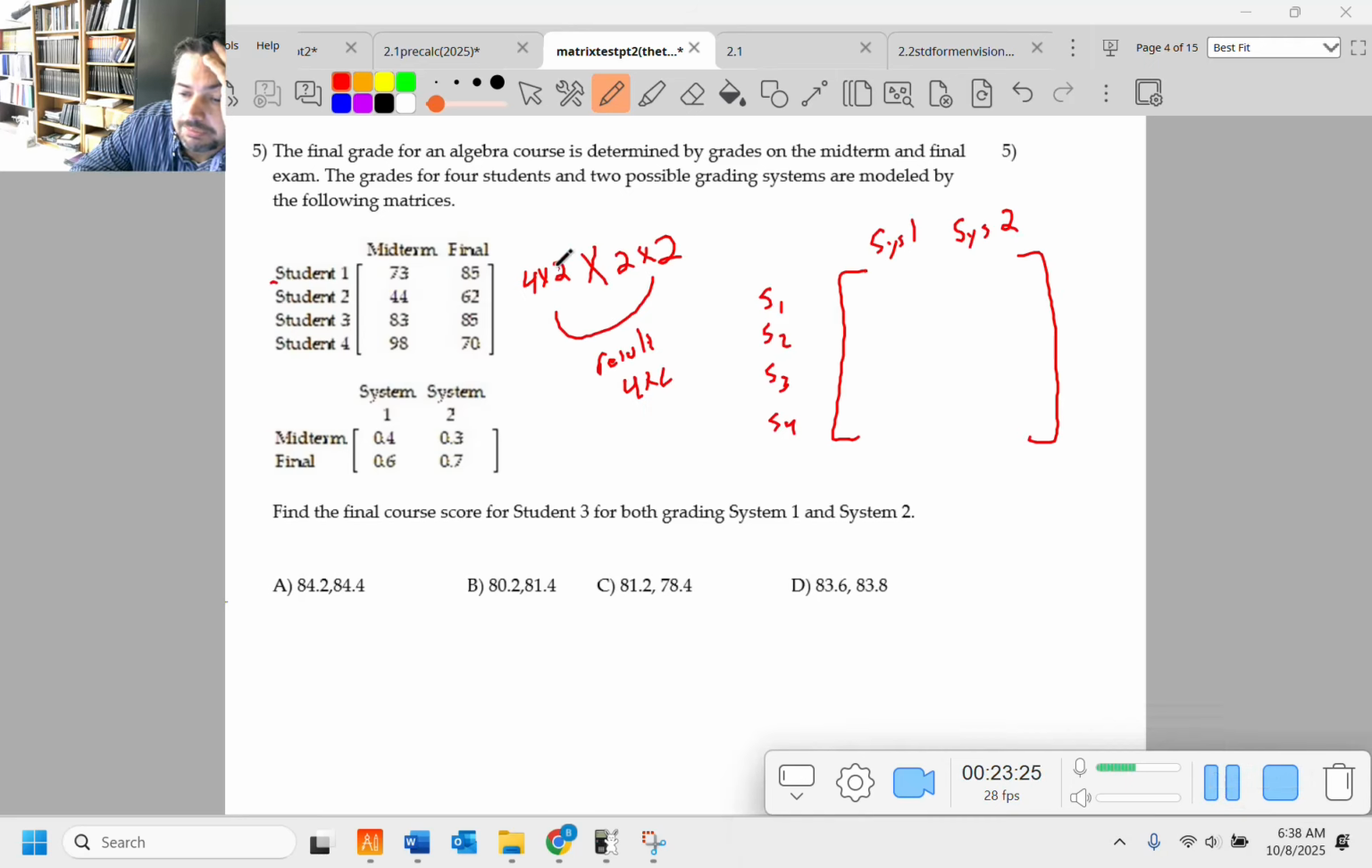All right, so we're about to take a 4x2, and we're about to multiply it by a 4x2. Now remember, we get rows from the first matrix and columns from the second. So our resulting matrix is going to look like this. The row data comes from the first one, the columns from the second one.